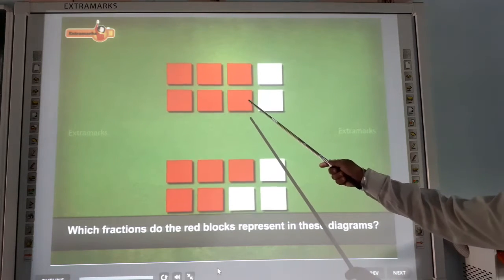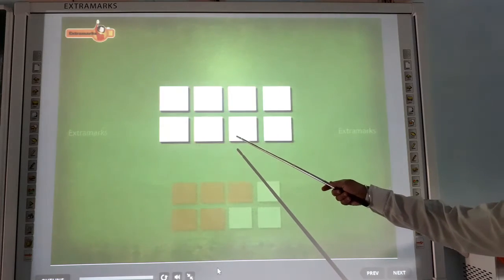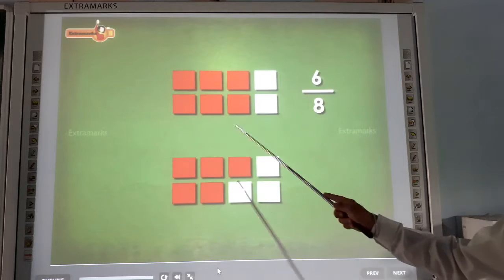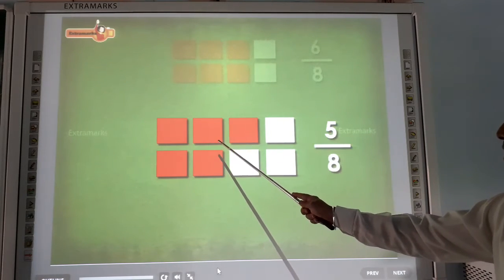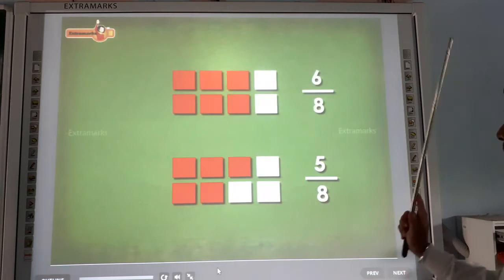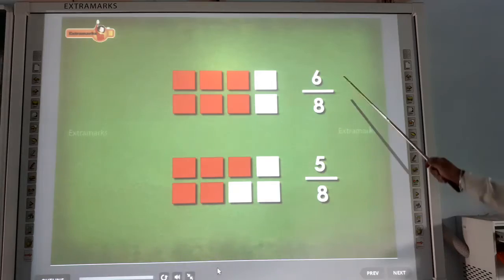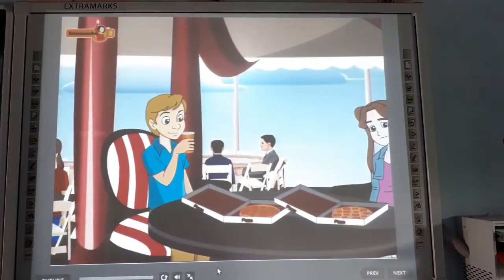6 upon 8. The fraction is 6 by 8. Look at this. Red blocks 6 upon total number of boxes 8, so 6 by 8. Number of red boxes 5 upon 8. So 6 by 8 and 5 by 8. This is a fraction.